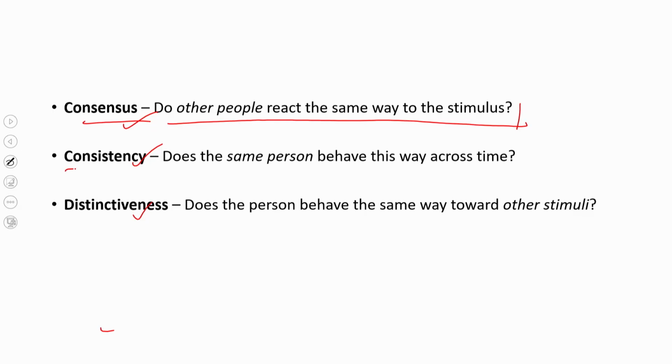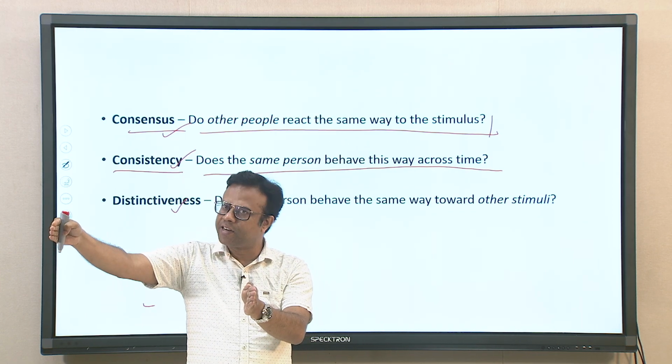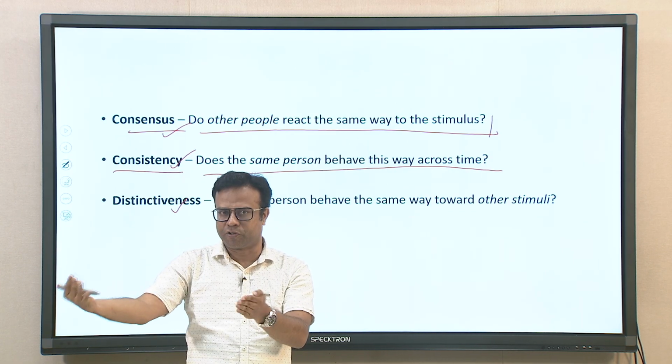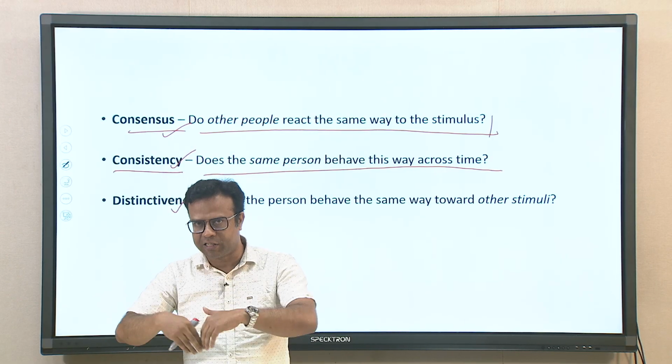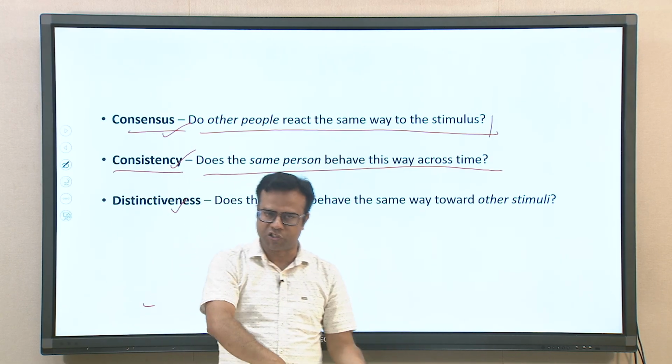Then comes consistency. Does the same person behave the same way across time? Is the behavior of this person the same across different situations, or is it uniquely based on this situation? Is the same person behaving similarly in other situations or differently? So, that is consistency. If it is similar in other situations, there is high consistency. If it is dissimilar in other situations, then low consistency.